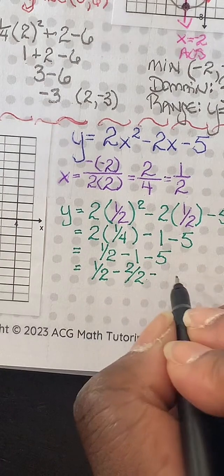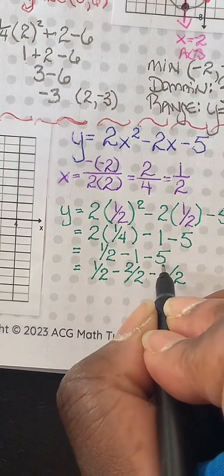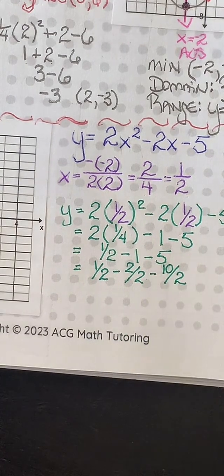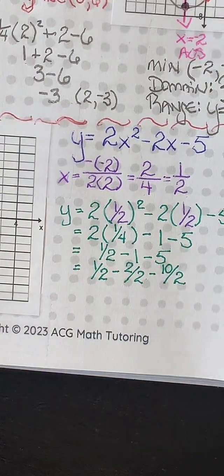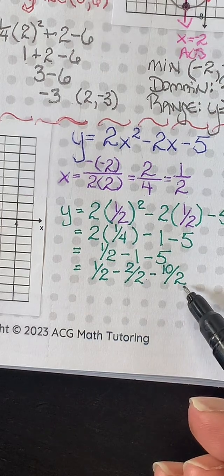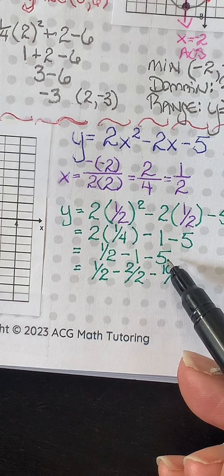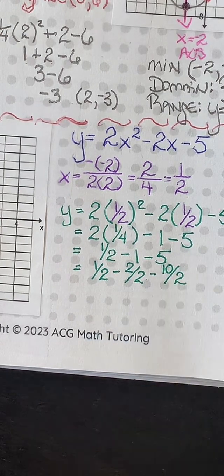Minus, so what divided by 2 will give me 5? That will be a 10, because 10 divided by 2 gives me 5. Or think of it this way. You know you need a denominator of 2. You know you need for it to equal 5. Just multiply the 5 and the 2 to write your numerator. Okay, good.